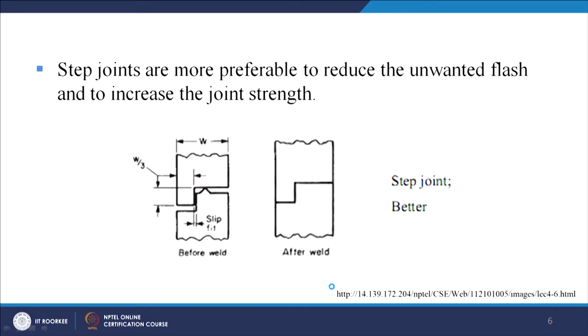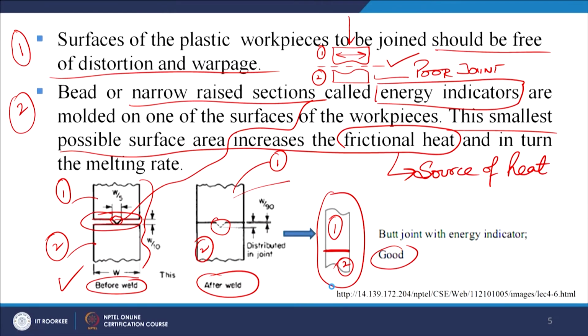Now here we can see the step joints are more preferable, so this is the third guideline. If we go back to the previous slide and see the guidelines we have seen: there must be no warpage or distortion in the surfaces that we want to join. Secondly, energy indicators or little molded portions at the surface during the molding stage can help to increase the frictional heat as well as the melting rate.